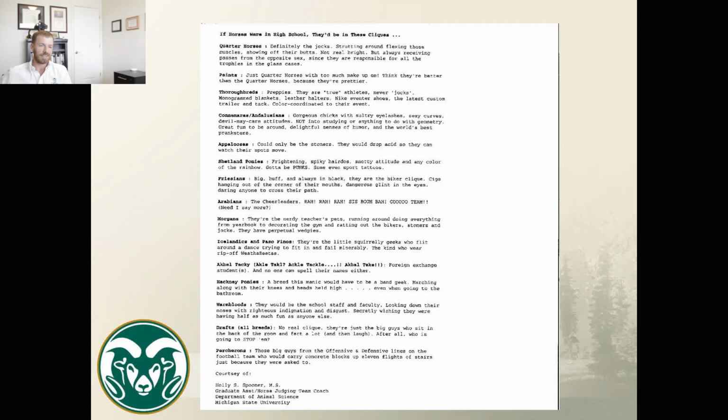Last thing I'll leave you with today is just a little bit of a fun description on different breeds. This was something that a colleague, Holly Spooner, put together years ago. She's moved now. She's over at Middle Tennessee State University, but she put this together and stated it: if horses were in high school, they'd be in these cliques. I encourage you guys to read this. I think it's pretty humorous. And hopefully you guys get a kick out of it.